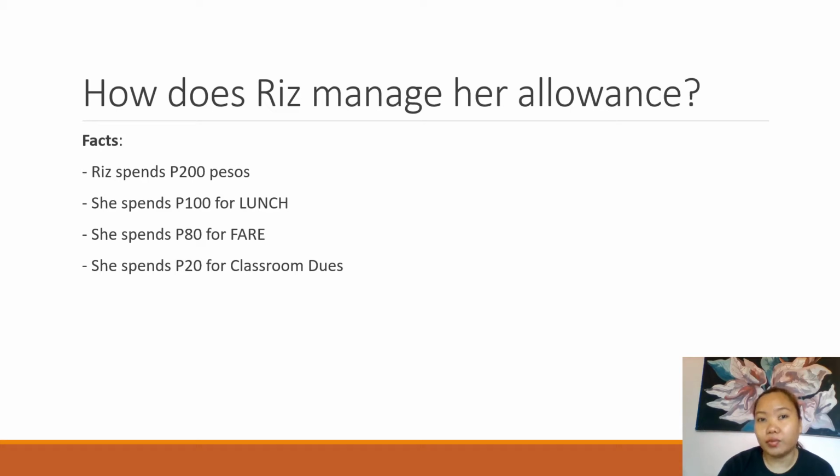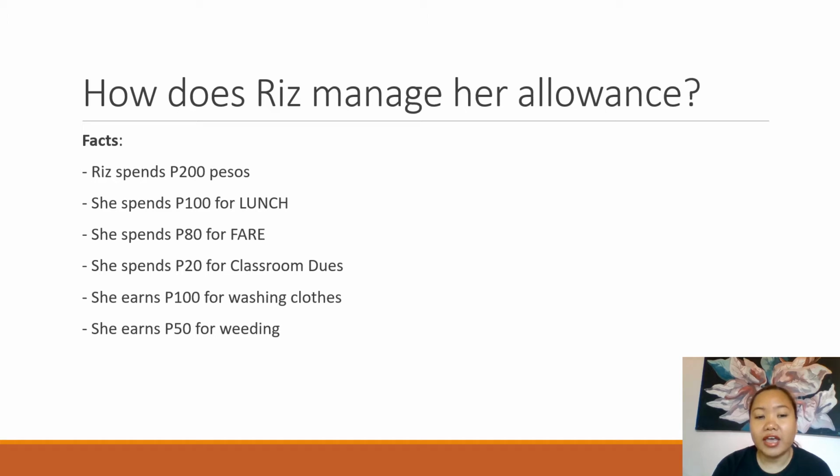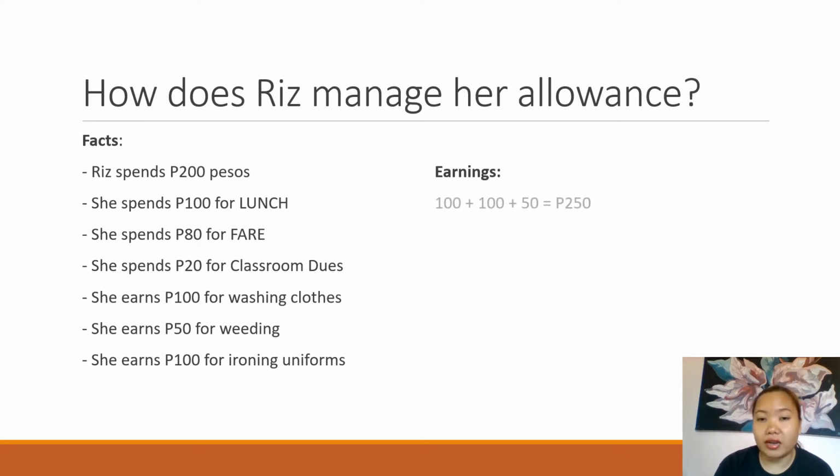What other information do we know from the paragraph? We also learned that she earns her money washing clothes, 100 pesos, and for reading she gets 50, and for ironing she gets 100. So her earnings every weekend: we add it up. 100 for washing clothes, 100 for ironing, and 50 for reading. If you add that up, you will get 250 pesos every week.